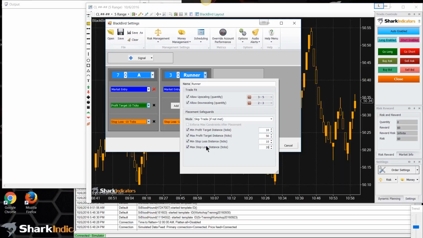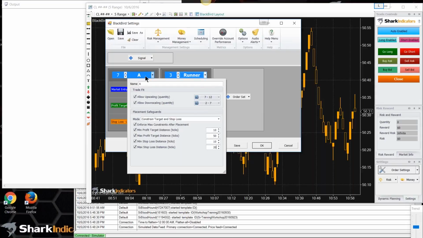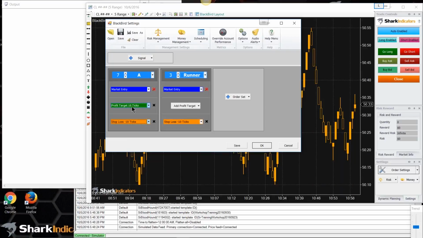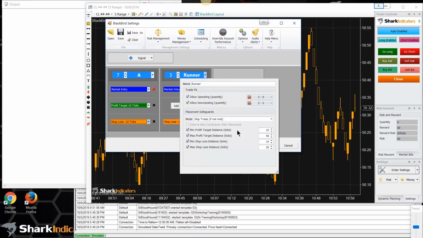There we go. So let's say we're going to use the same stop loss and profit target distances as we did in order set A. So if any of these are violated, then we could set this to skip the trade. So our runners would just never get executed. But order set A would get executed, in hopes that you would get your quick 10 tick profit target there. But the runner would just get skipped. So you can mix and match all of these options here with each order set.